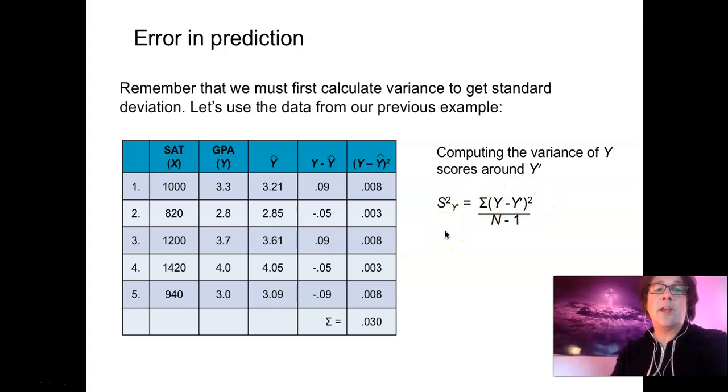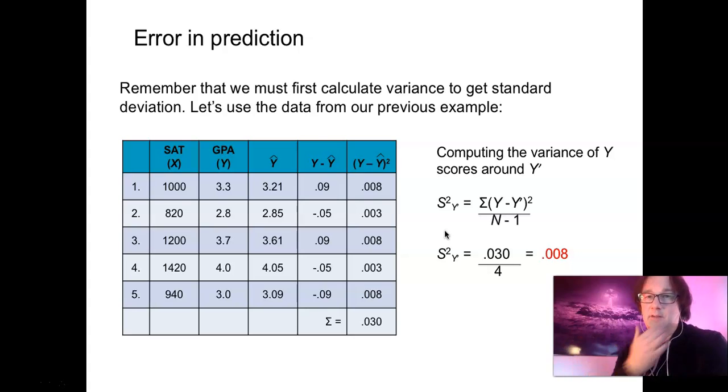So next, all we have to do is divide by our degrees of freedom. We have 5 pairs of scores. Degrees of freedom is n minus 1. So we divide the sum of squares of 0.03 by 4, and we end up with a value of 0.008. So what does this mean?